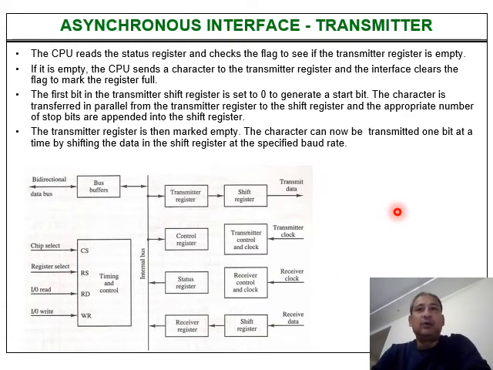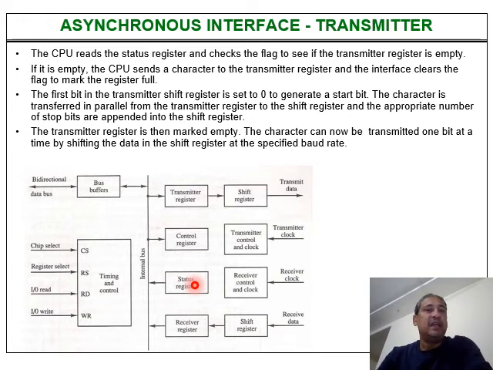Let us see how this system works as a transmitter. The CPU first reads the status register in order to ascertain whether the transmitter register is empty or not. Now this status register, as I mentioned earlier, has two important flags. One is the flag that tells me whether the transmitter register is empty or not, and the second is the flag that tells me whether the receiver register is full or not. So while transmitting, the CPU first checks whether the transmitter register is empty or not.